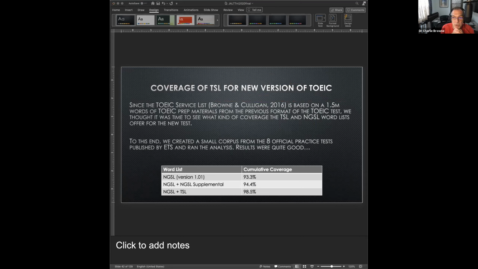So we wanted to make sure that the coverage figures were still accurate. And so what we did is we created a small corpus from the 8 official practice tests that ETS released, and we analyzed our word list and looked at the coverage against the official versions of the new version of the TOEIC, and we found 98.5% coverage. So it's still almost 99% coverage. So it's quite good even today.